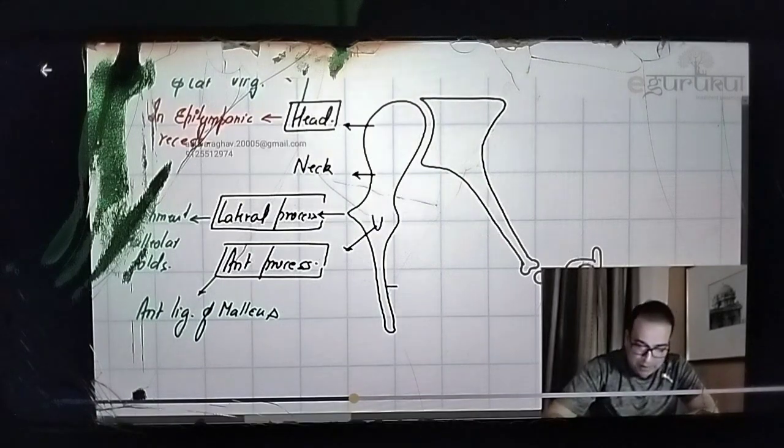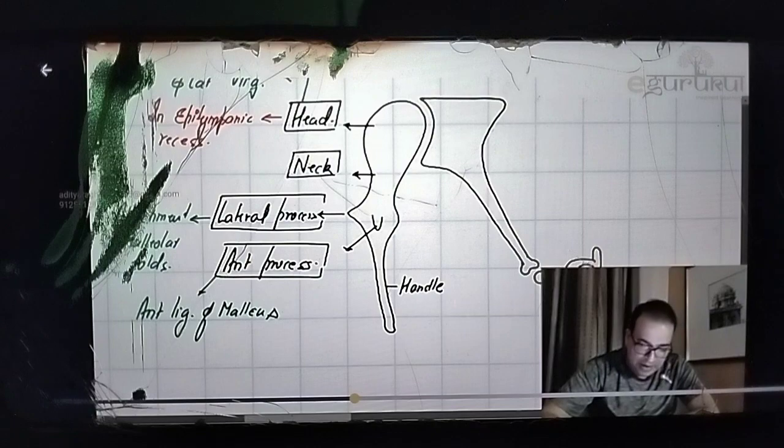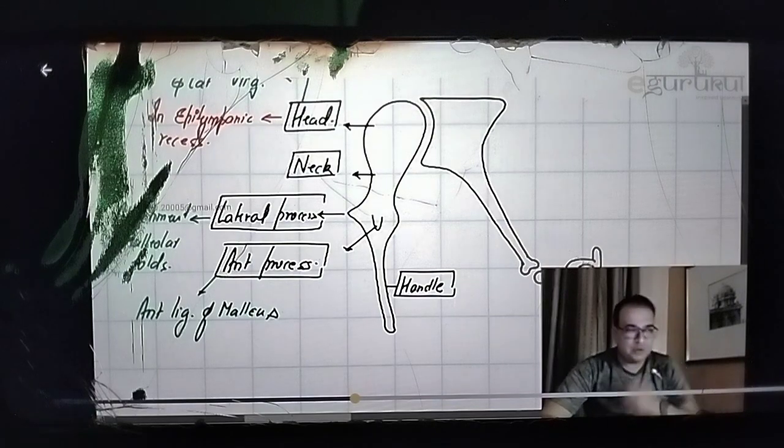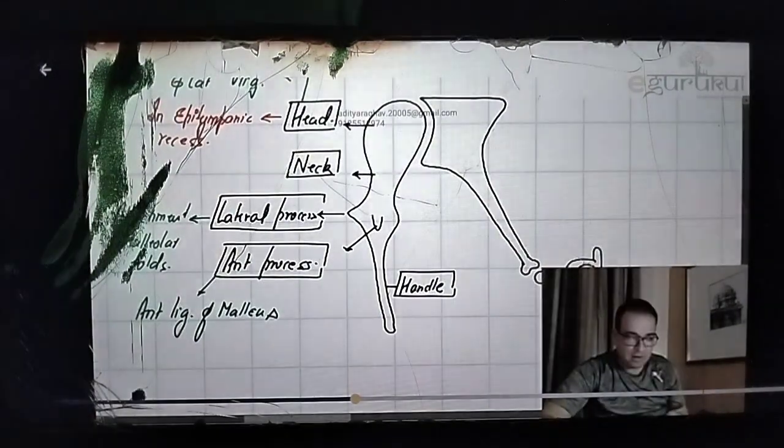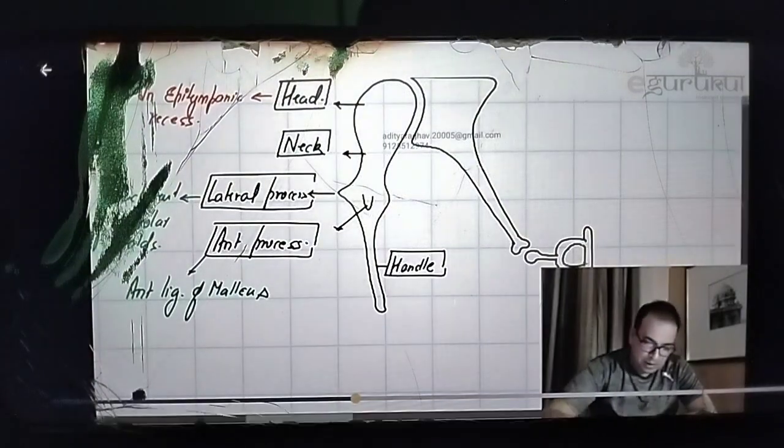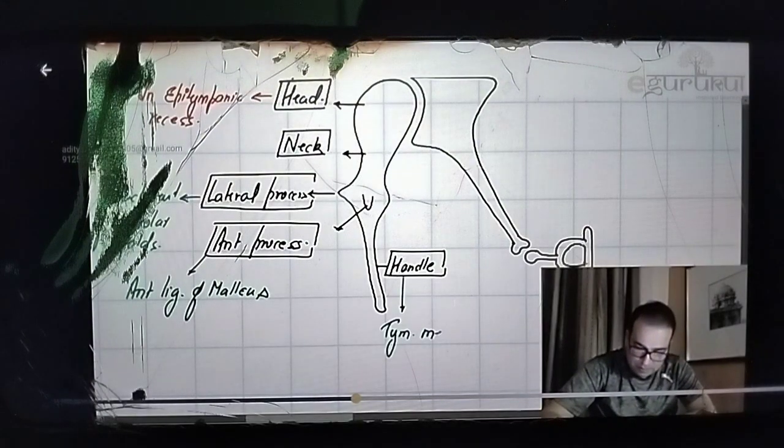And guys, this part is called the handle. So we have a head, neck, lateral process, anterior process, and the handle. No need to tell you, the handle was attached to what? The handle was attached to the tympanic membrane. It was attached to the tympanic membrane.